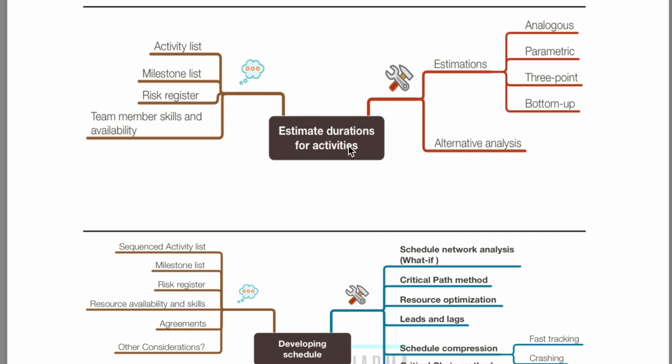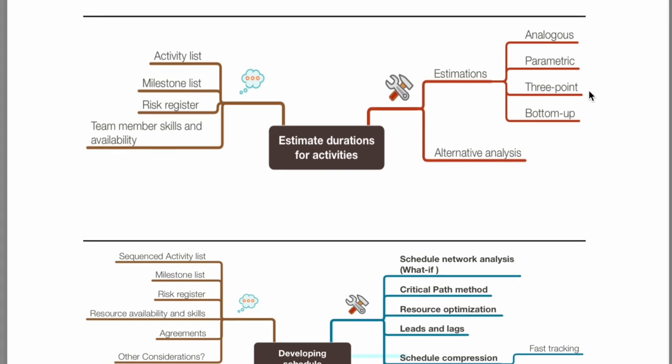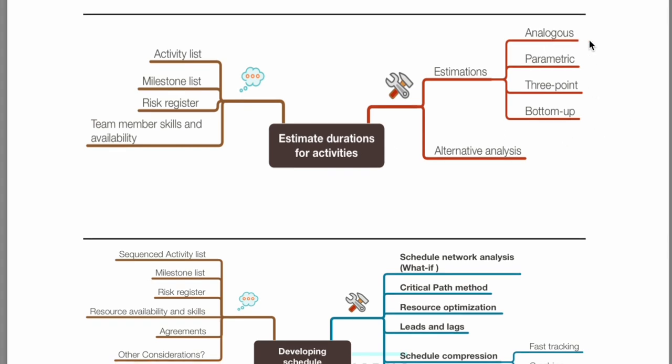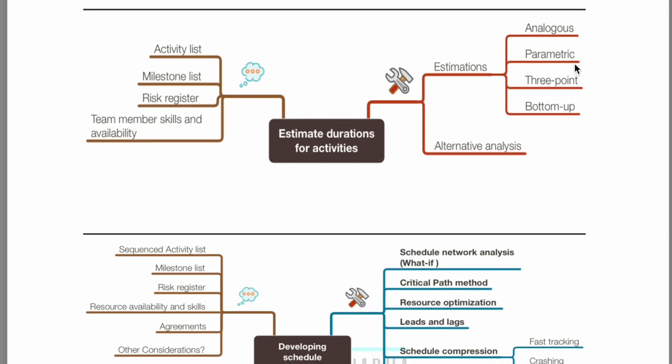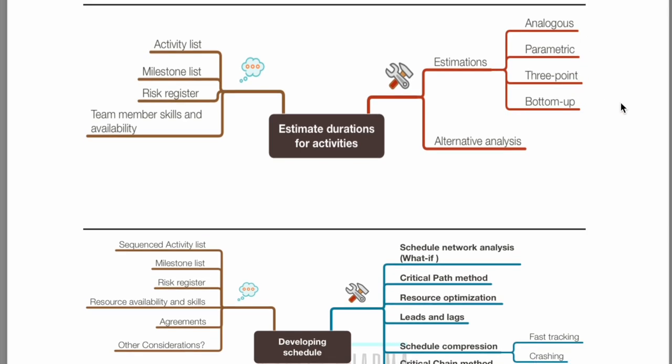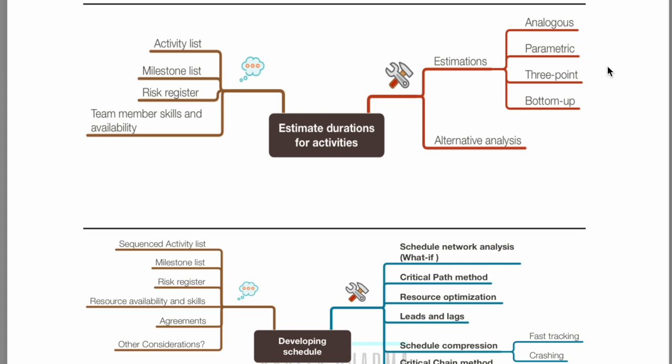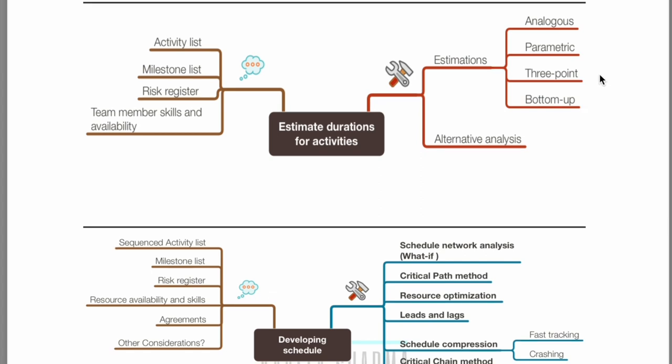How do we arrive at estimations? We would have analogous estimate. What is the keyword for analogous? You guys know that. Parametric. Three-point is of two types, beta and average. You know the calculation for that. Bottom up is most accurate but most time consuming. We discussed all of these things in the class.